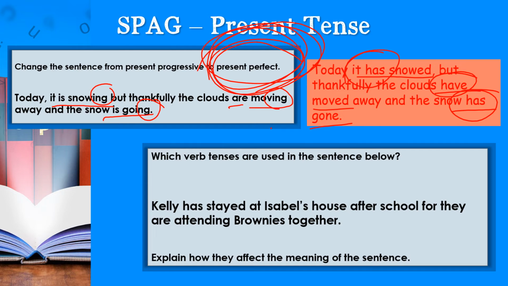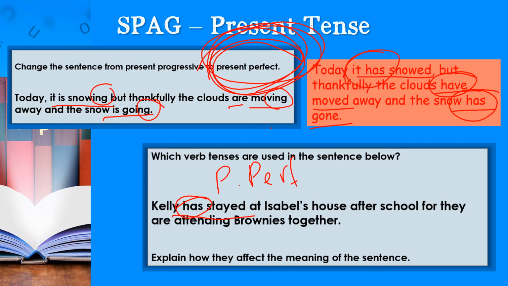So we can use that information, this little explanation up here about the haves and the has, to help us answer this second question. So let's look here. So Kelly has stayed. That has should be jumping out at you. That tells us that it is present perfect. So we know that one is present perfect.